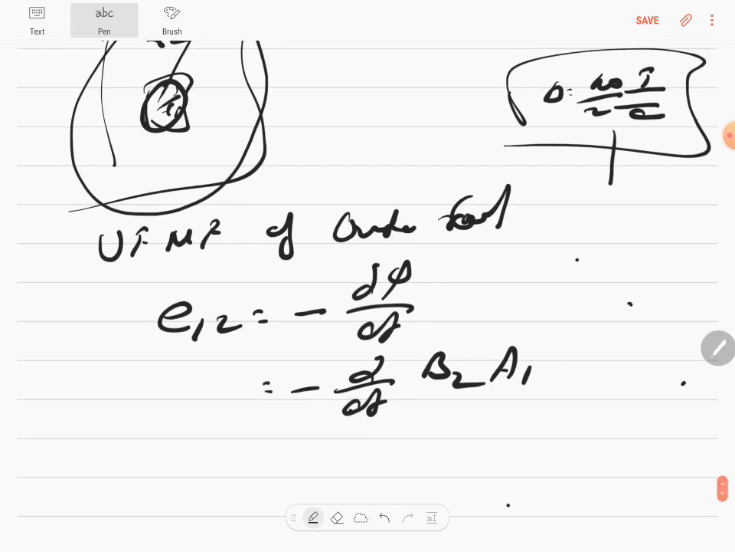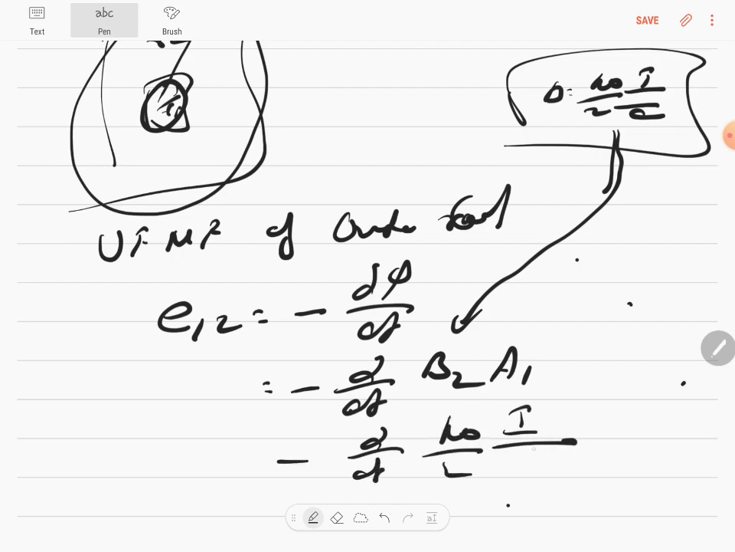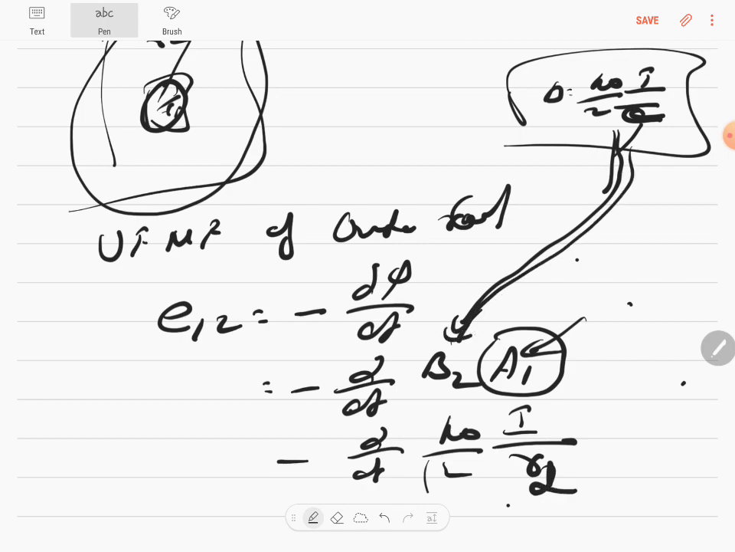Okay, where B itself is this. So d by dt of mu naught by 2 into I by R, where R is the radius of the outer coil. What is R? The inner coil is R1. Into A, this capital A is area. You have to substitute this, where the radius will be R2. Correct? And A1 is pi R1 square.